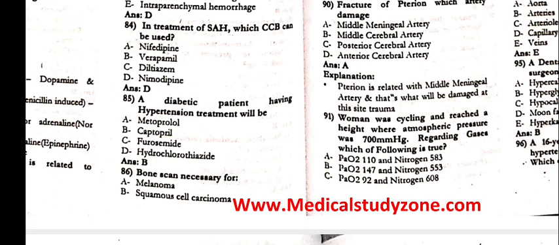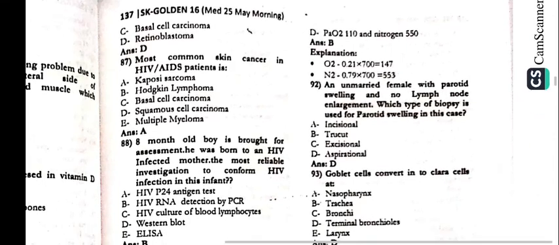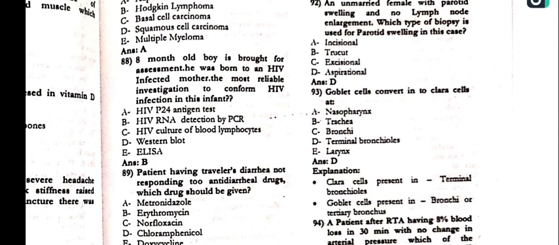85. The diabetic patient having hypertension is treated with captopril, that is an ACE inhibitor. Diabetic hypertensive patients are always treated with ACE inhibitors because they are renoprotective. The bone scan is necessary for the retinoblastoma. 87. The most common skin cancer in HIV/AIDS patients is Kaposi sarcoma.